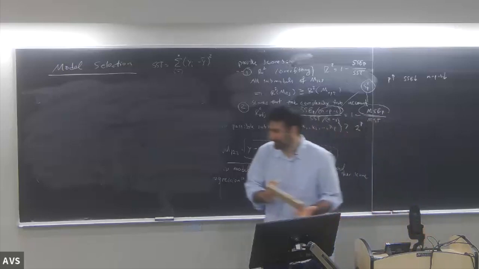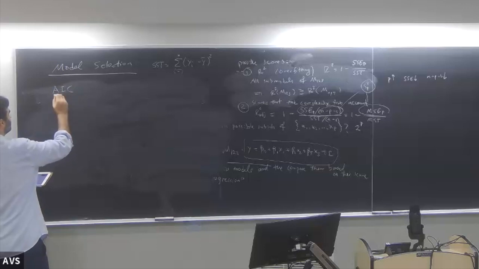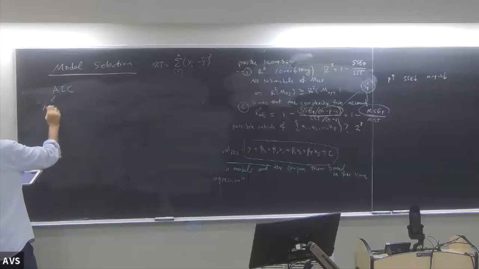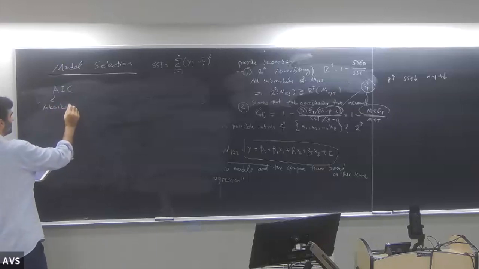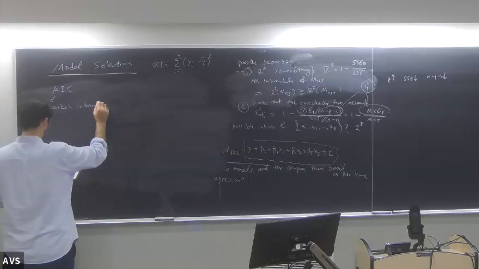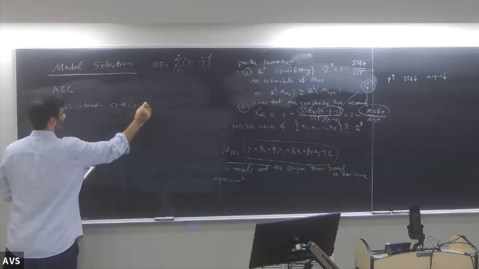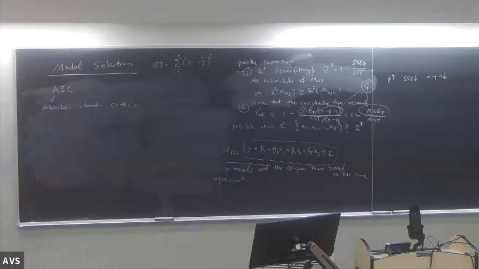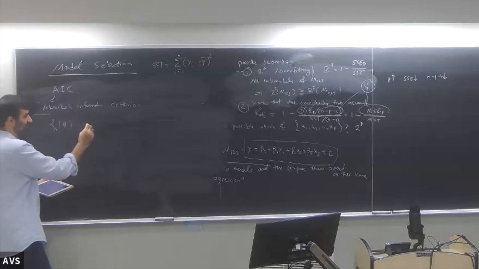So that would be AIC. This is the name of the guy. I think it's information criteria. So this is fairly general. We have a model where we have a likelihood.